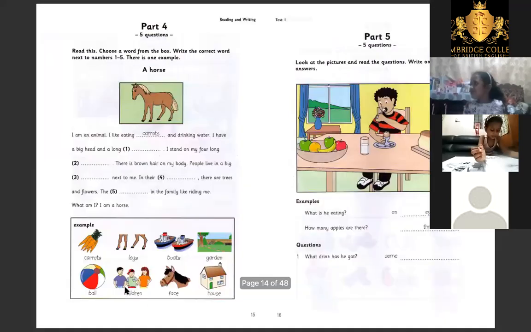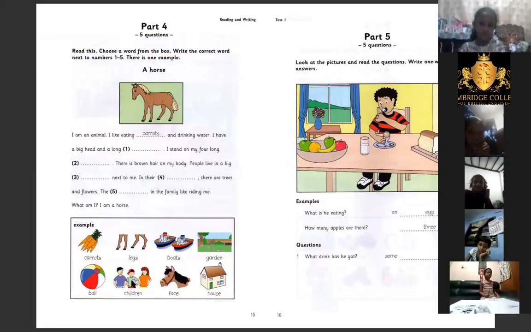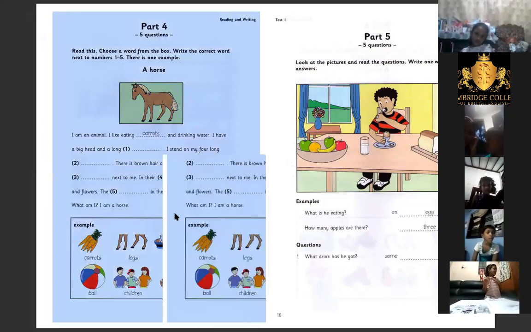Right, next word. Ball. Ball means bowlaya. Yes. Next one, children. What do you mean by children? Children means lamai. Next one, face. Face means muhuna.